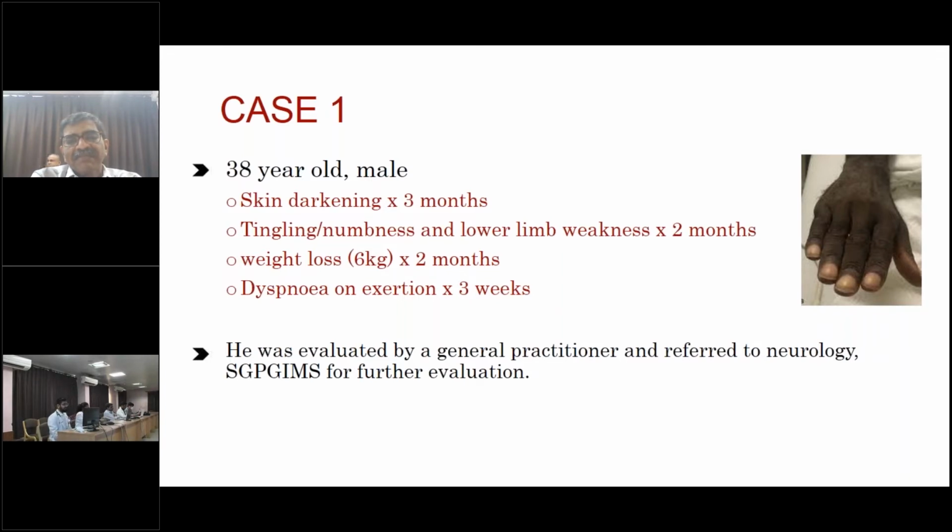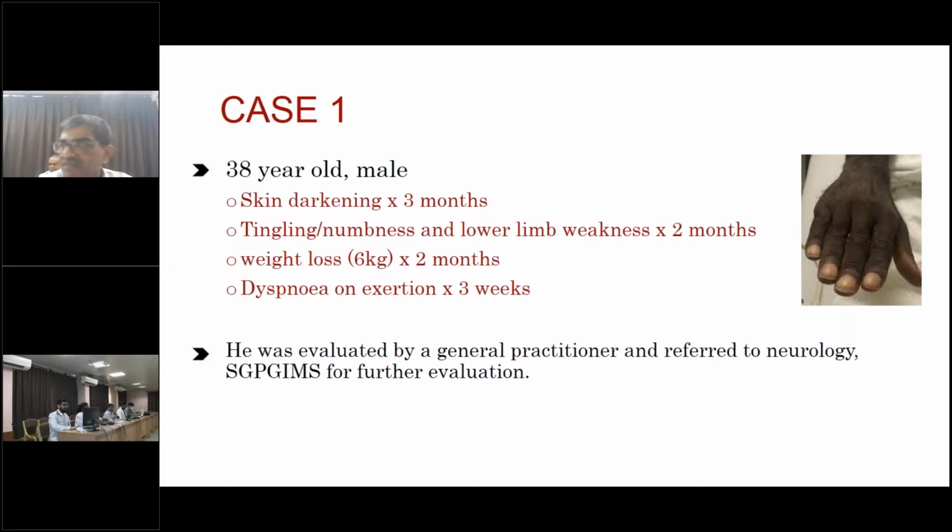We had a 38-year-old male who was referred from a general practitioner to the Department of Neurology at our institute for evaluation of tingling numbness of his bilateral lower limbs of 2 months duration. The patient also noted some skin darkening, which had started a few months before that, total duration being 3 months. He quantified his weight loss as approximately 6 kg over the past 2 months. And when he started developing some dyspnea on exertion, that's when he reported to the institute.